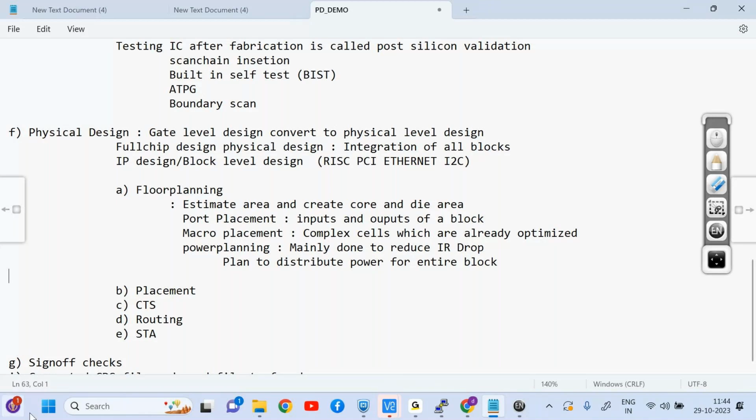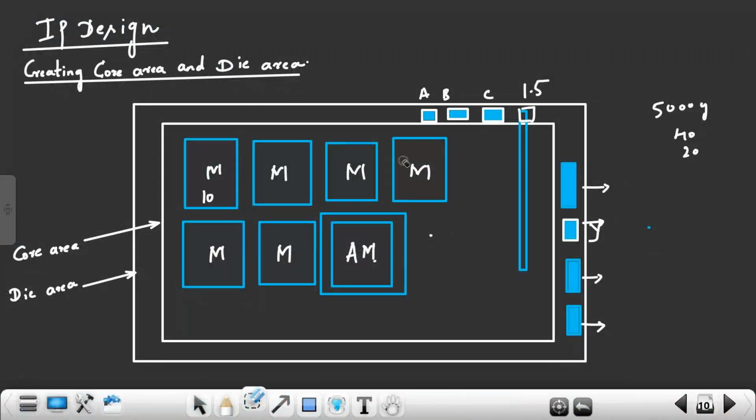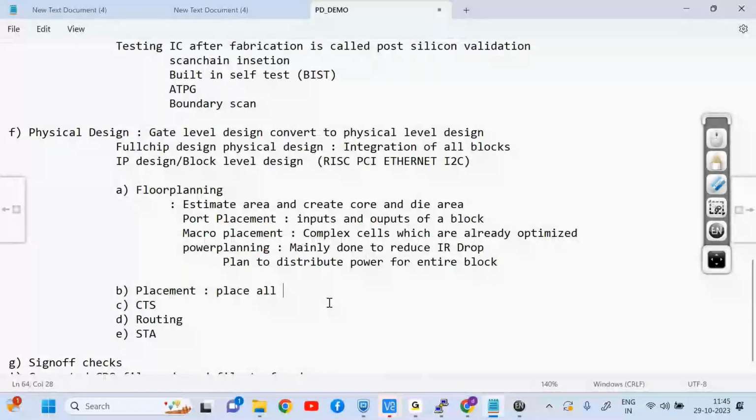After that, the placement step. Place all standard cells. Till now, we have placed only macros. Macros are complex designs, and even their count will be very less. If I have 72,000 standard cells, macros will be hardly 30 to 40. So only I have placed macros. Now place all standard cells inside the core area. I have to place all the standard cells inside the core area.